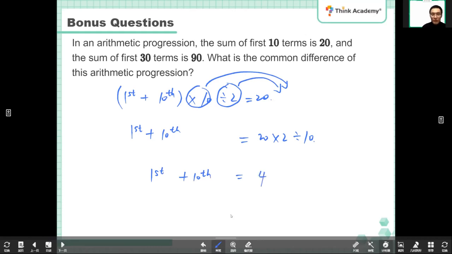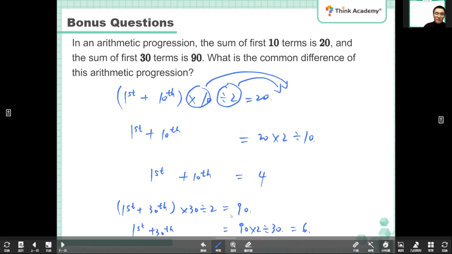Okay, and then moving on. The second sentence tells us the sum of the first 30 terms is 90. So first term plus 30th term times 30 divided by 2 is 90. That tells us the first term plus the 30th term is 90 times 2 divided by 30. So this is 180 divided by 30, and that will be 6. So the first term plus the 30th term is 6.